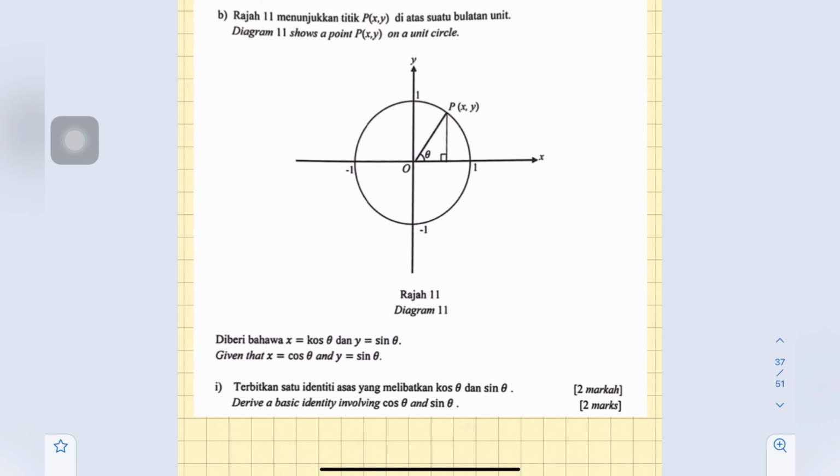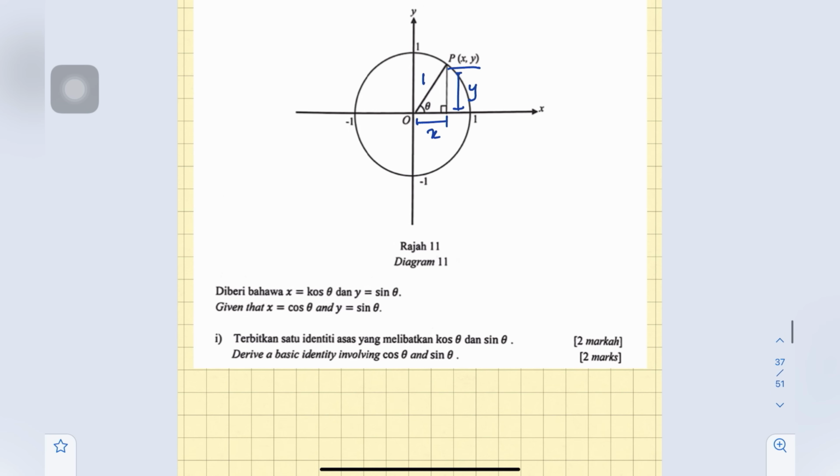B, diagram 11 shows a point P(x, y) on a unit circle. Given that x equals cos theta and y equals sin theta, Roman 1, derive a basic identity involving cos theta and sin theta. Okay, so from the diagram here, you can see a right angle triangle. Since this is P(x, y), this length is x and this length is y, and OP is 1 because this is a unit circle, the radius is 1 unit.